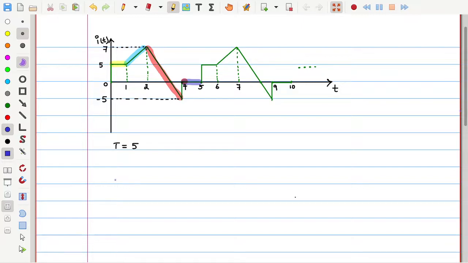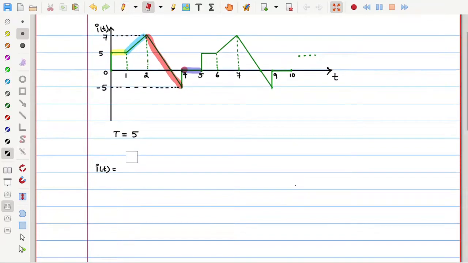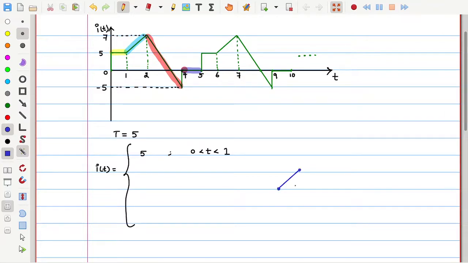So how do we determine it? Tell me. I of t is equal to, see, from 0 to 1 it is 5 amperes, constant, that is simply 5. How long is it constant? From 0 less than t less than 1. Then from 1 onwards we have a line. What are its corresponding coordinates? Try to look for that: (1, 5) and (2, 7).